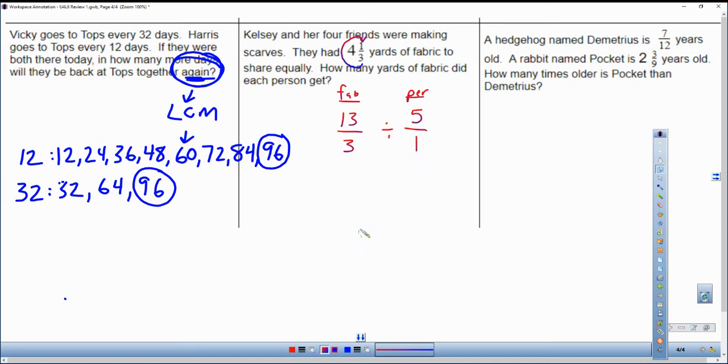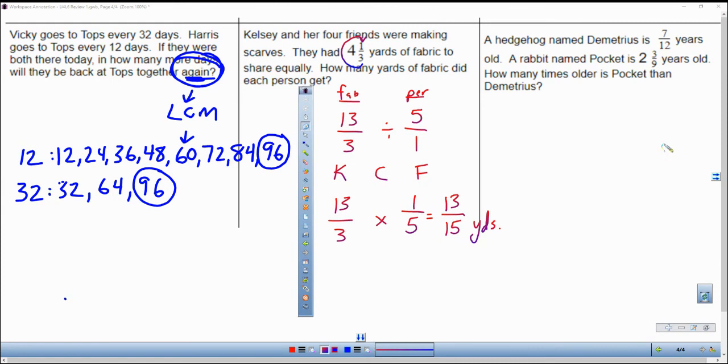We'd have to write that as a fraction over 1, though, of course. So this is how much fabric they have. This is how many people. We're going to keep, change, flip, to see how much of the fabric each person's going to get. 13/3 times 1/5. I don't think you can do anything here. 13 and 5, certainly not. 1 and 3, certainly not. 1 times 13 is 13. 5 times 3 is 15. And that's going to be yards of fabric.